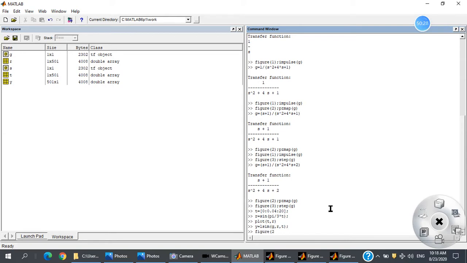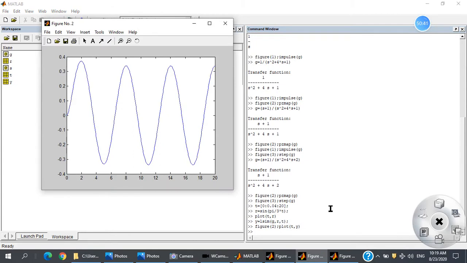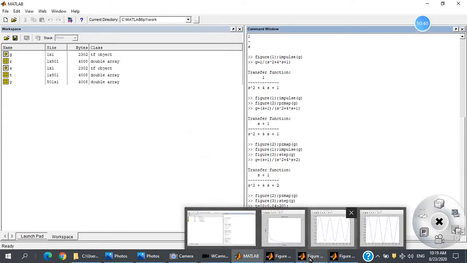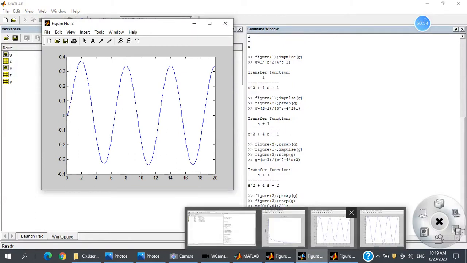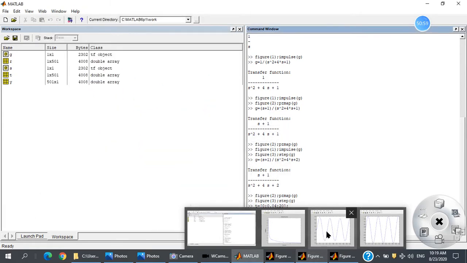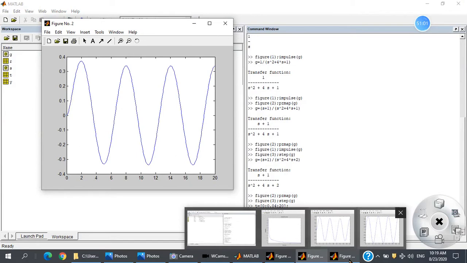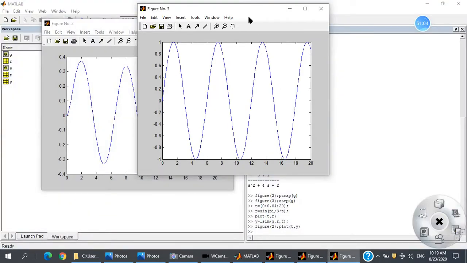Figure 2, and plot time T and output Y. Okay, see, this one works, right? This is the output. Now you can compare with the input. Figure 2 is the output. Figure 3 is the input, right?